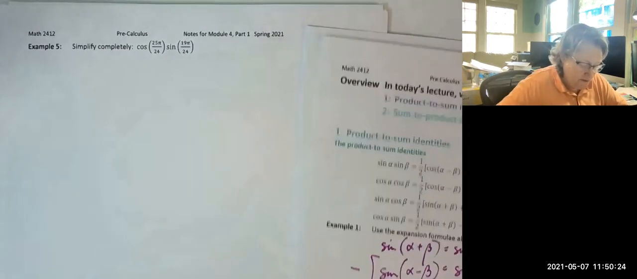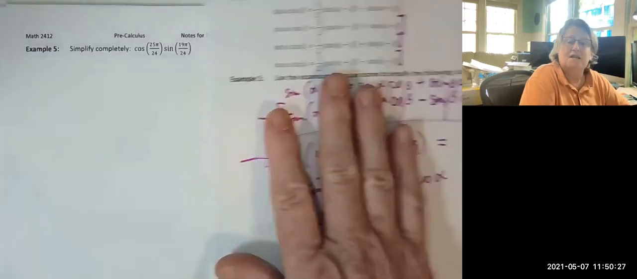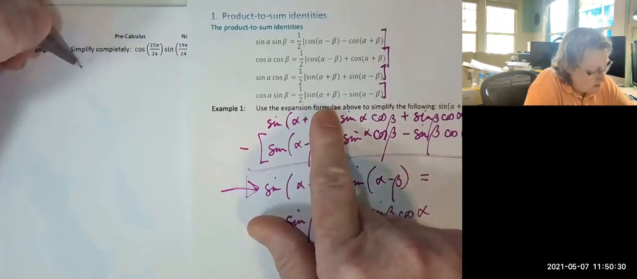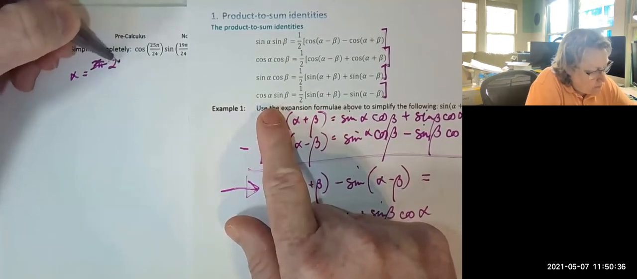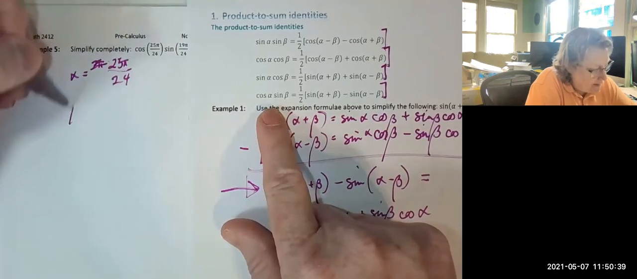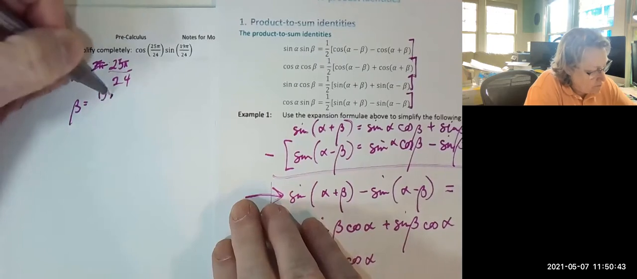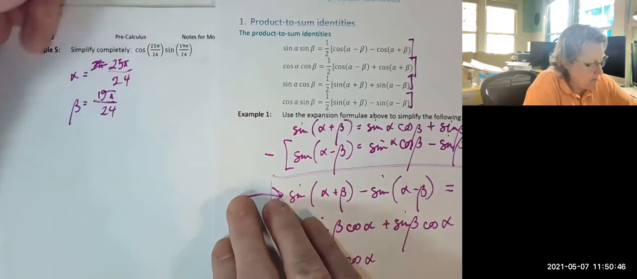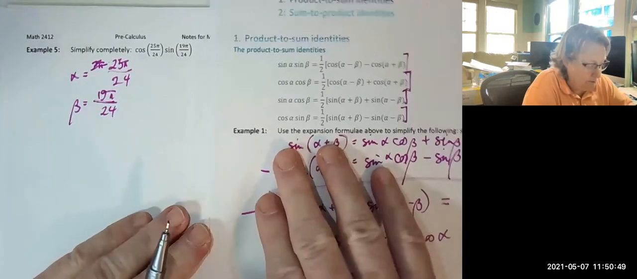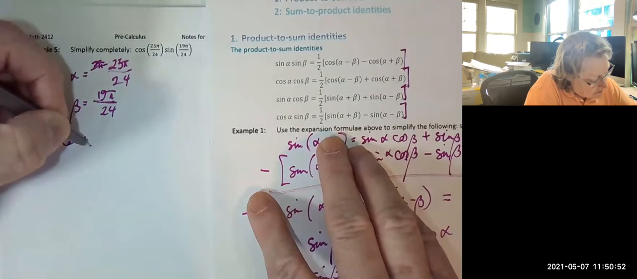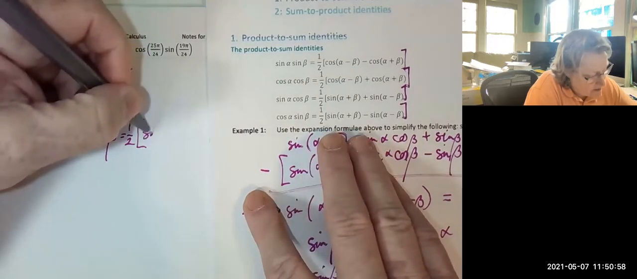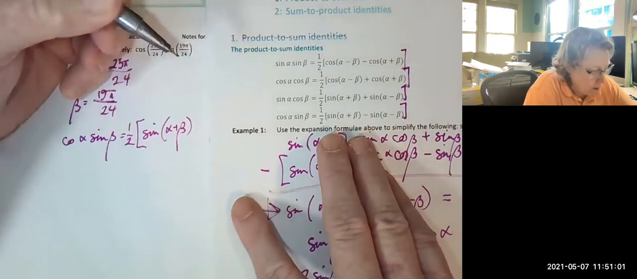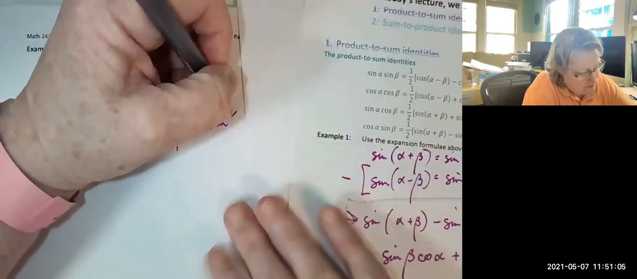All right, let's simplify cosine sine. If we let alpha be 25 pi over 24 and beta be 19 pi over 24, then we get the cosine of alpha times the sine of beta is 1/2 times the sine of the sum minus the sine of the difference.